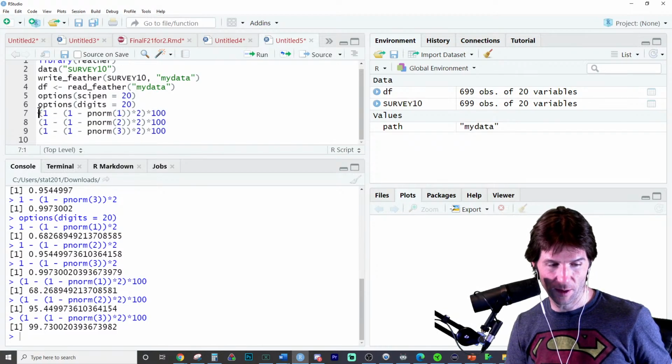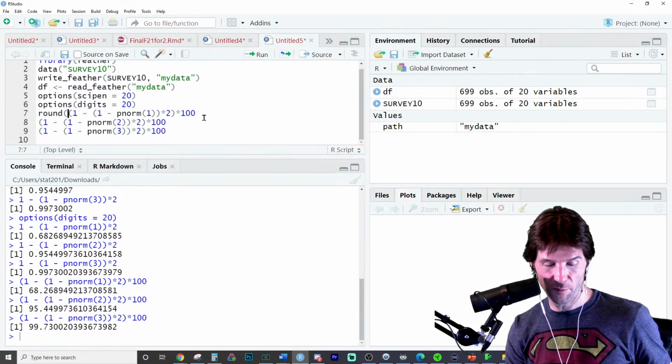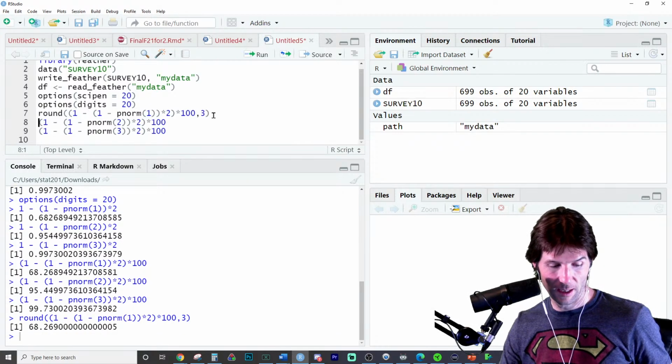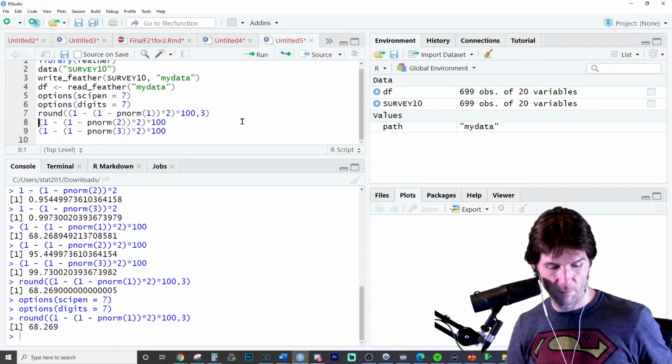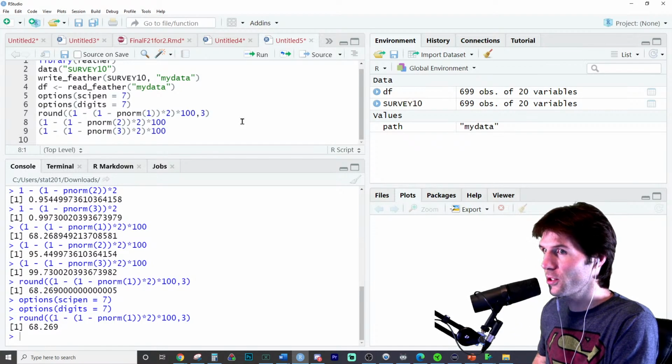So if we put a round in front of this, this is going to become the first argument. And then the second argument is how many digits do we want to round it? And now it's rounded to 3 digits. Oh, we want to turn the scipen back down. Scipen to 7. That controls the scientific notation and the digits. There we go. And there it is rounded to 3 digits.